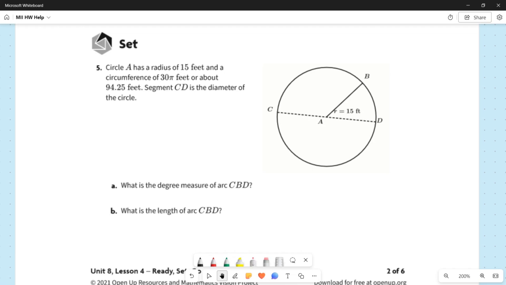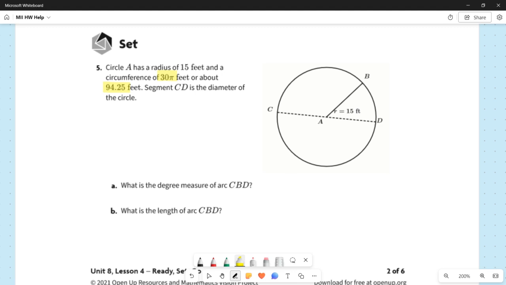Now we're looking at the set section. Question 5 says, circle A on the right has a radius of 15 feet as indicated, and a circumference of 30 pi feet, or about 94.25 feet. We could have gotten those ourselves. We didn't need the book to tell us that, because once you know the radius, we can get the circumference and then we can approximate it, but it's nice that we don't have to actually do it. So one less thing for us to do.